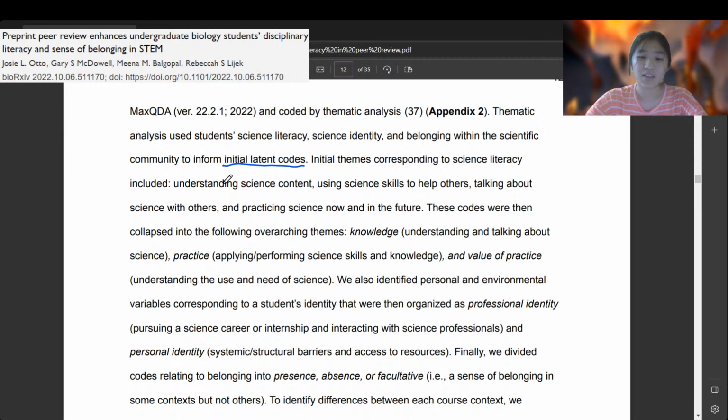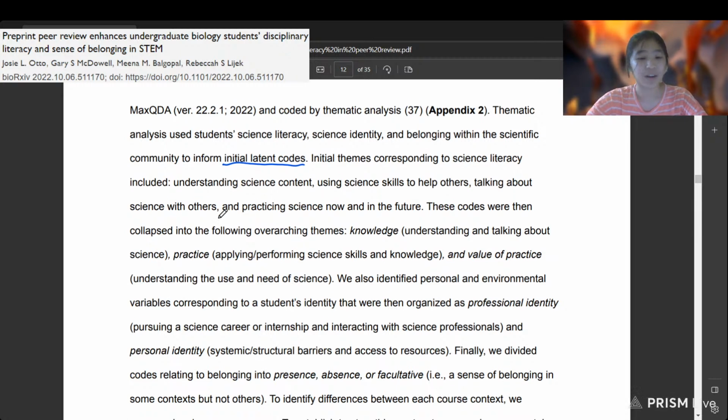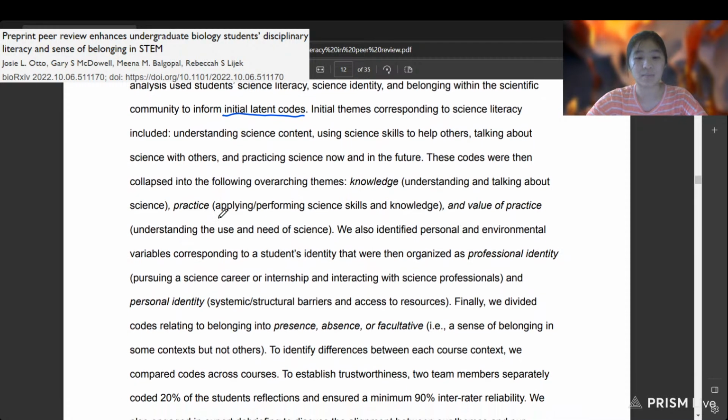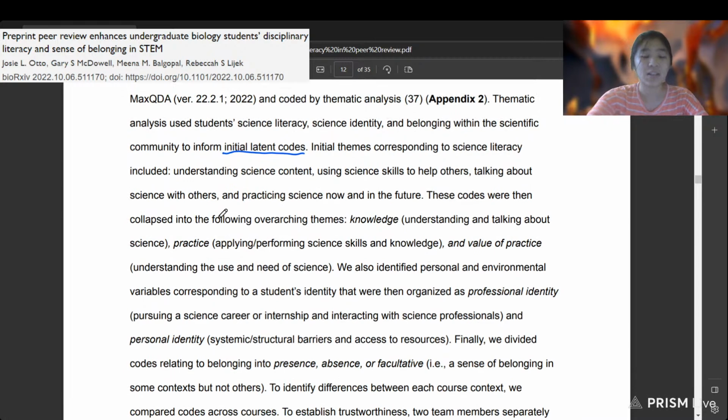So these codes were then collapsed into the following overarching themes: knowledge, understanding and talking about science; practice, applying and performing science skills and knowledge; and value of practice, understanding the use and need of science. Okay, so these initial latent codes are basically the initial themes that people most often wrote about.